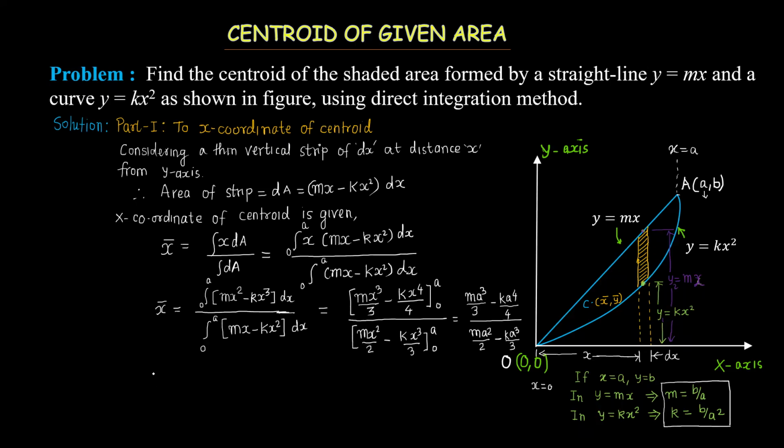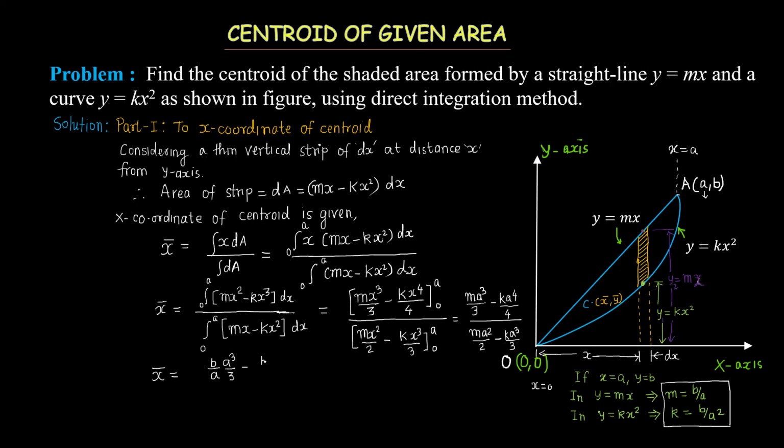So let us do it, friends. When you substitute that value, we'll get x bar as, let's see, m is basically b by a here. So b over a, then a cube by 3 as it is. Let's see what you get. A cube by 3 minus k is b by a square.